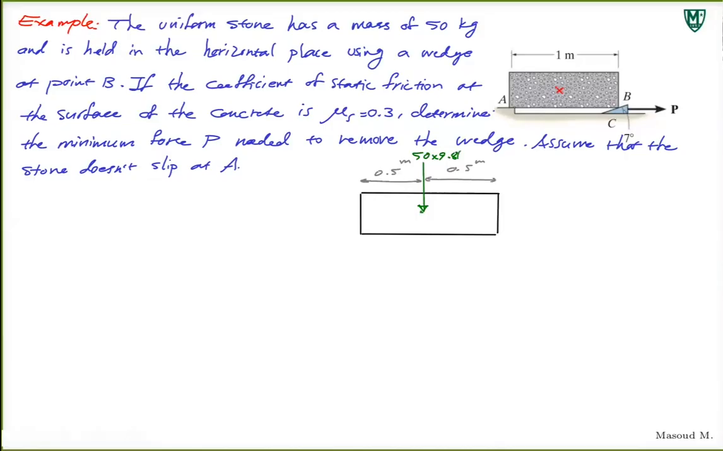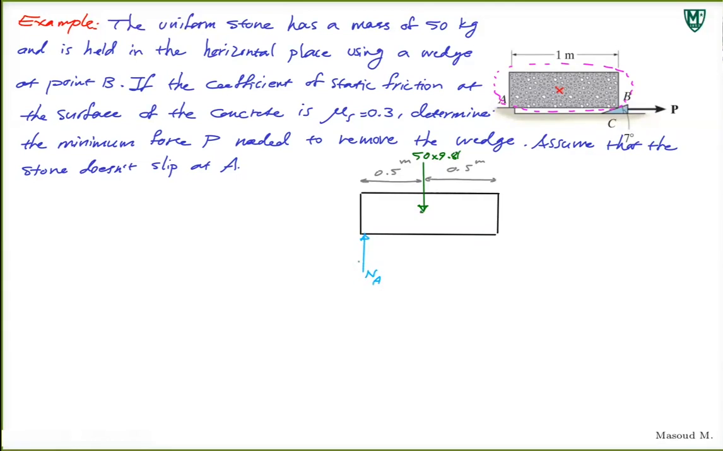Now we have the stone in contact with the surface. We're isolating this to draw the free body diagram, so don't get lost there. There is a normal force between the surface and the stone at point A. Call this NA, the normal force at point A.